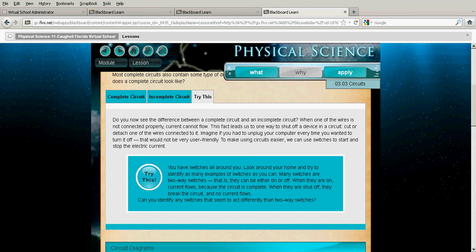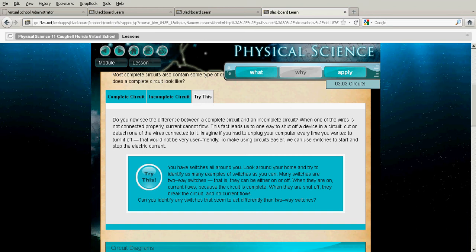All right, let's try. I want you to pause real quick, and I want you to find some switches in your home. How many different examples of switches do you have in your home? We have a lot of two-way switches. We have the on and off, like the light bulbs. I know my coffee pot has a switch on it. The baby monitor has a switch on it. The TV on-off switch. Think about all the switches you have in your home.